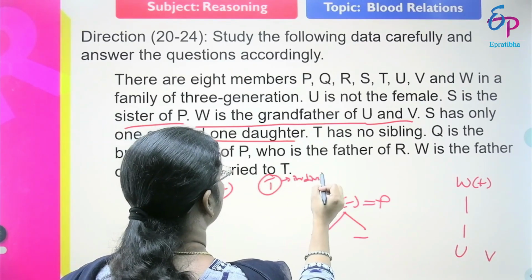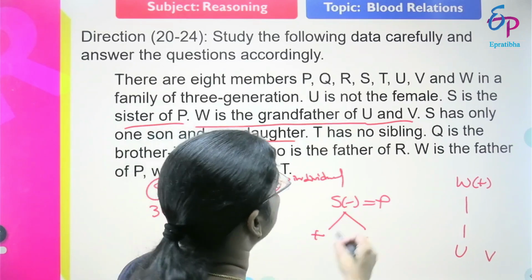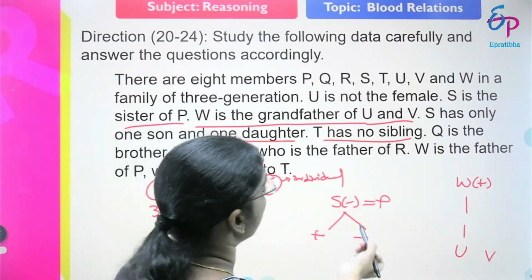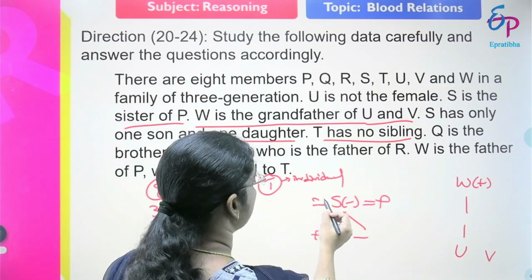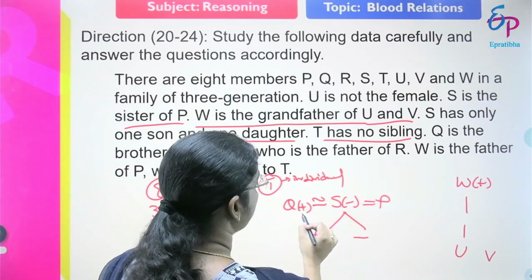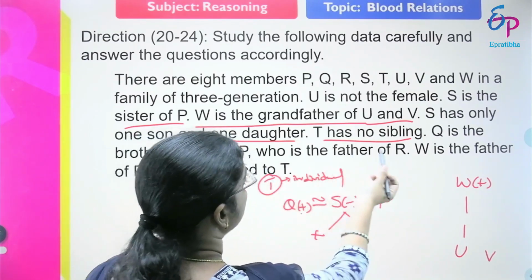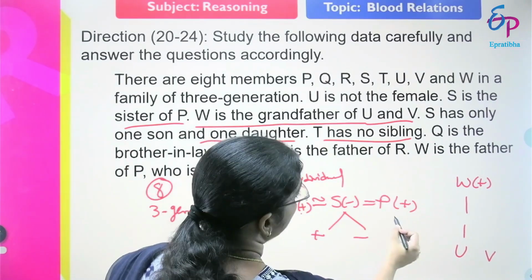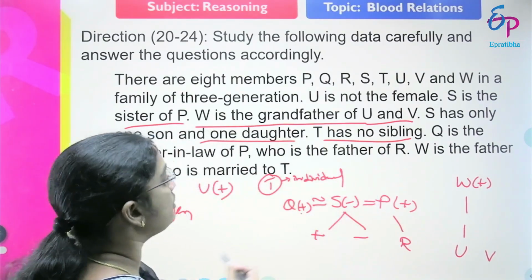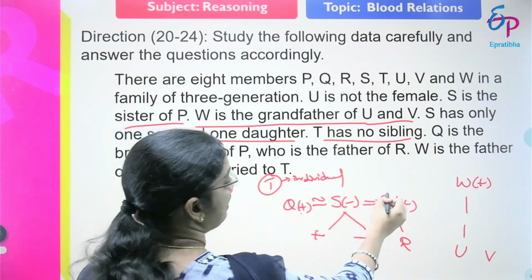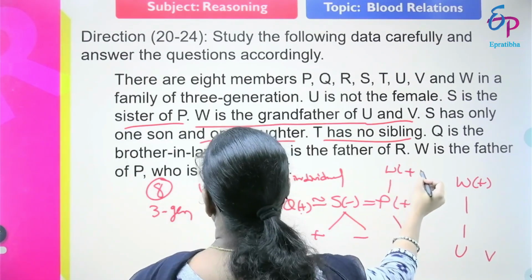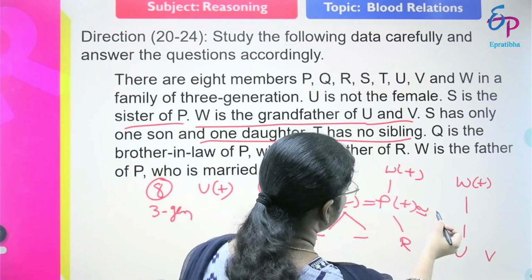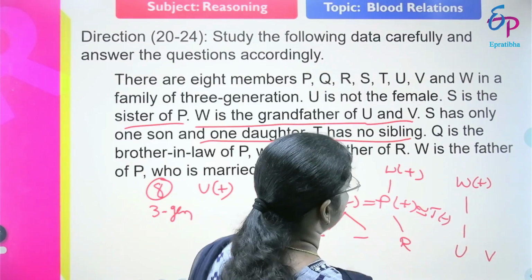Then Q is the brother-in-law of P. Q is brother-in-law of P means maybe S's husband, right? And P is the father of R. That means P is a male, so P is father of R. Then W is the father of P, friends. And P is married to T. So this is our diagram.